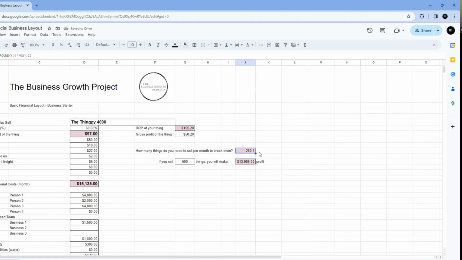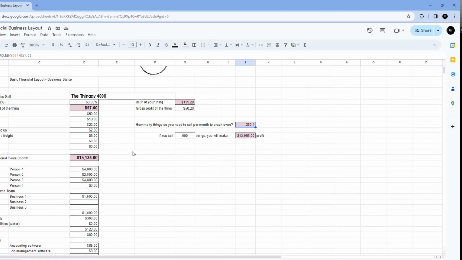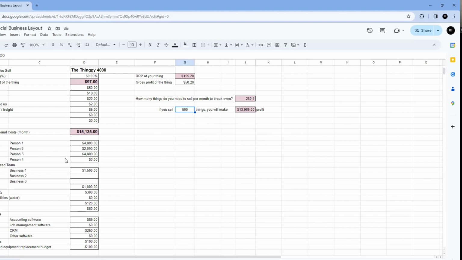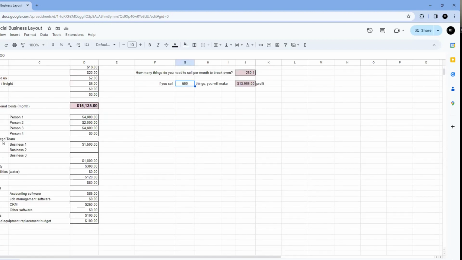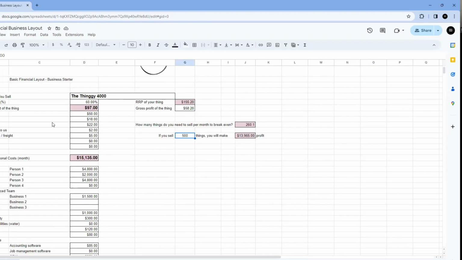Now we need to sell 260 per month just to cover our costs, because we now have more wages in there. And if you notice at 500 units, our profit dropped from 18,500 down to just shy of 14,000 because that's going over here in wages. And so if other costs are going to increase as you step up, then this is a really good little way to build a calculator to go, where do I want to head with my product?